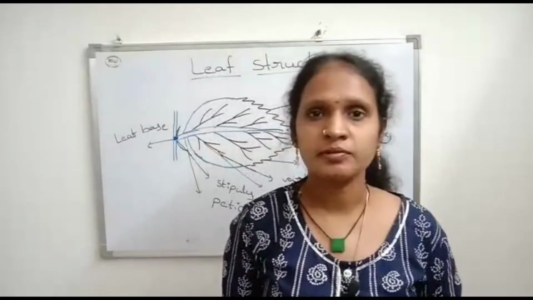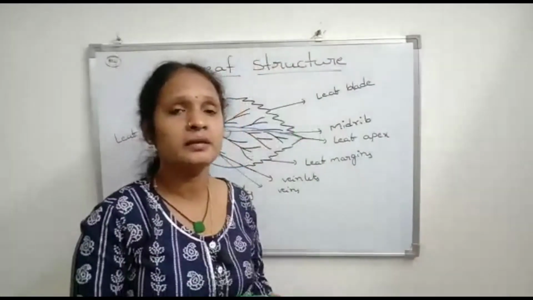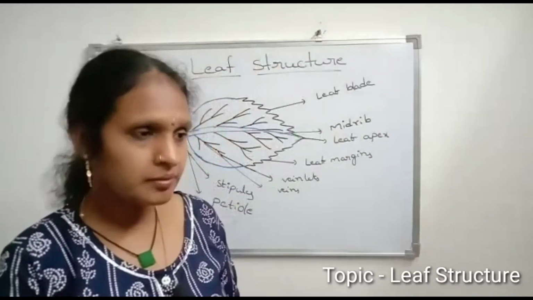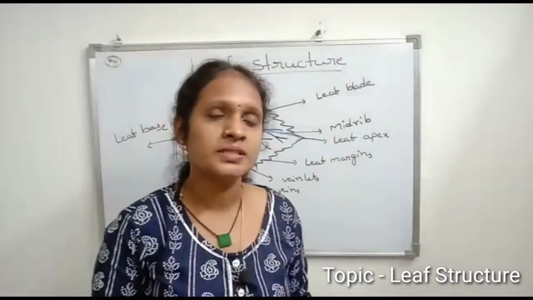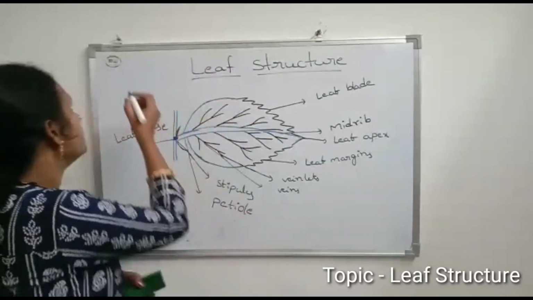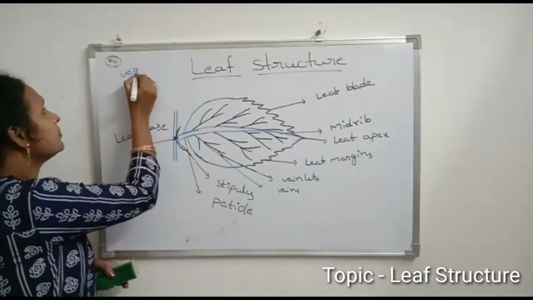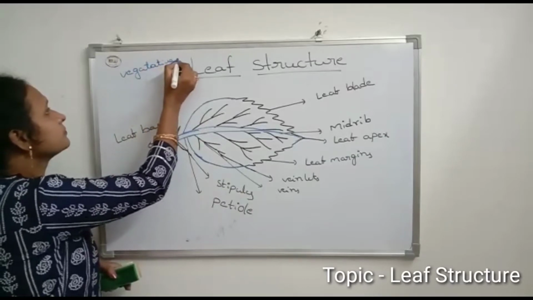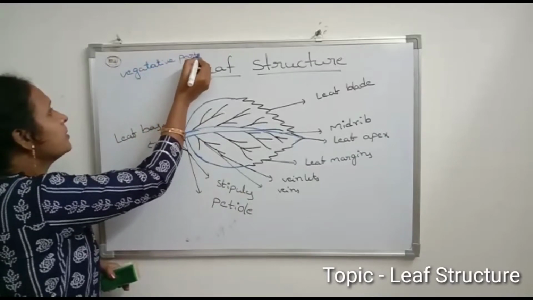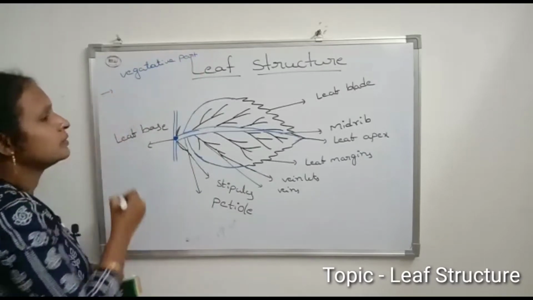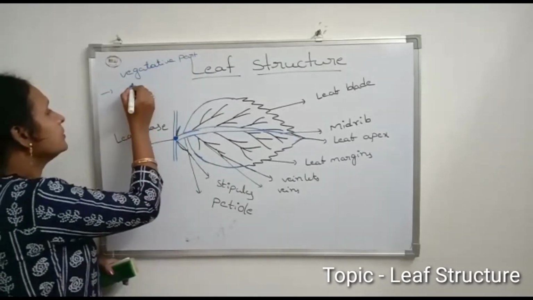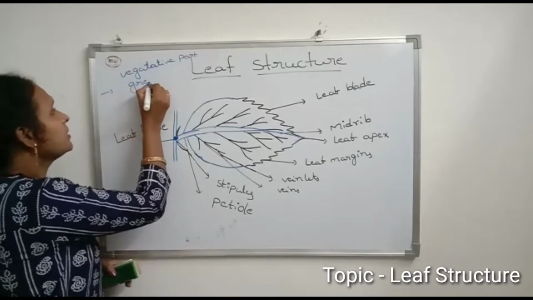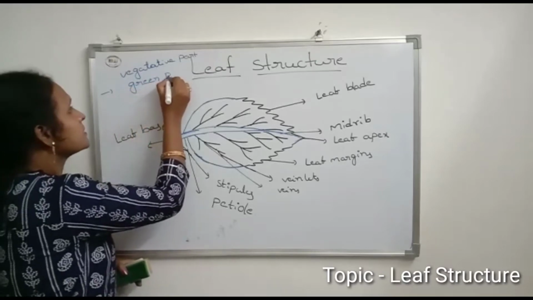In this video we will discuss the leaf structure and its parts. Everybody knows the leaf is one of the vegetative parts of the plant. Leaves appear green in color to perform the function of photosynthesis.